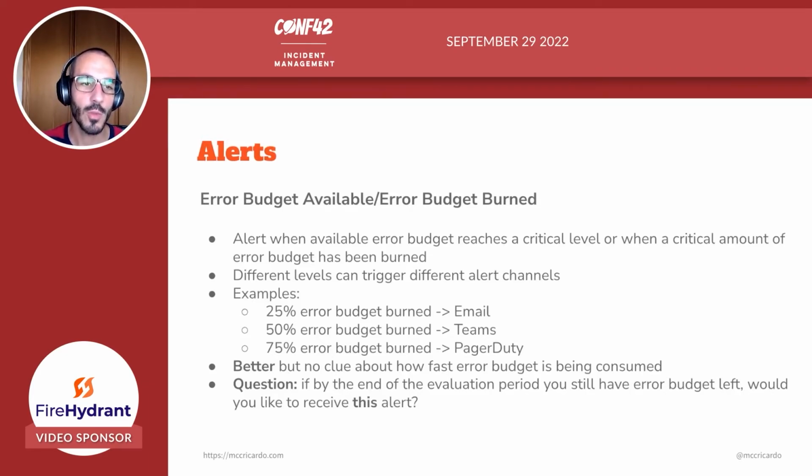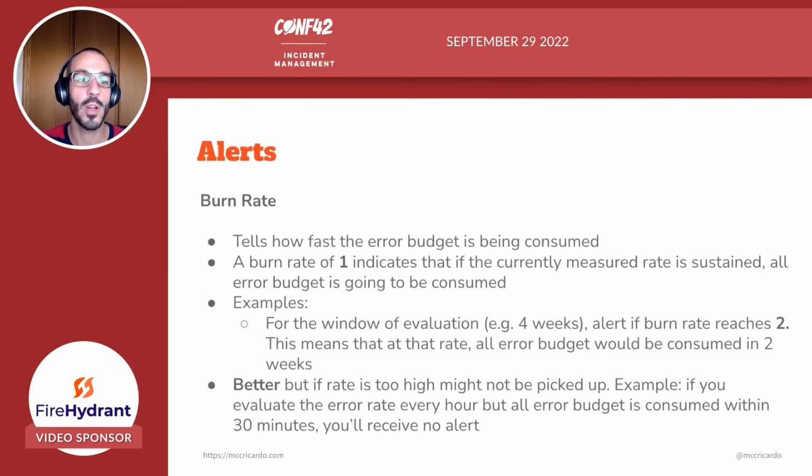So the next evolution would actually tackle this problem, and it is the burn rate. So burn rate actually tells us how fast the error budget is being consumed. When I make this calculation, a burn rate of 1 means that all my error budget will be consumed within the interval that I define, for example, 30 days or a week. Let's see this example. If I have a window of evaluation of 4 weeks, and I calculate my burn rate, and it's 2, this means that I will consume all my error budget in half the time.